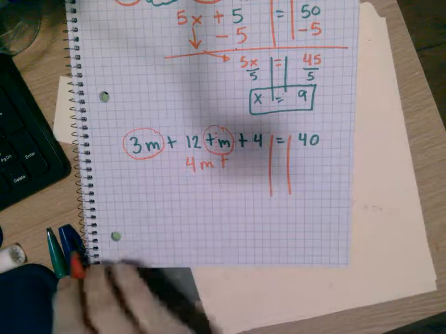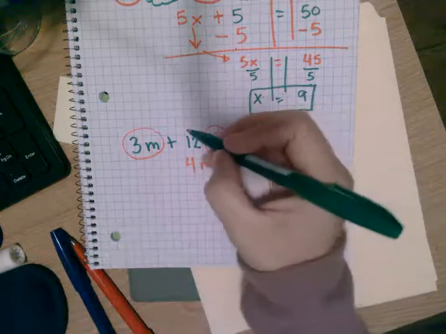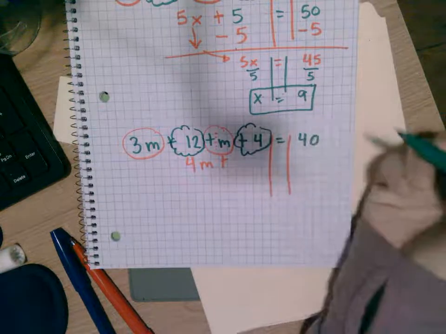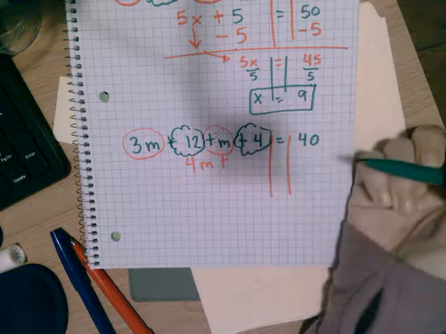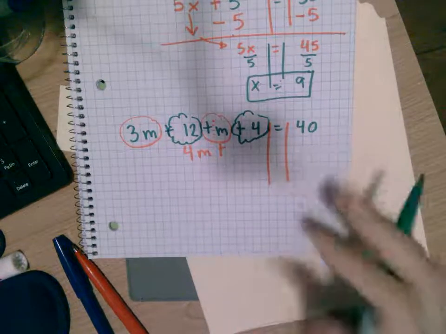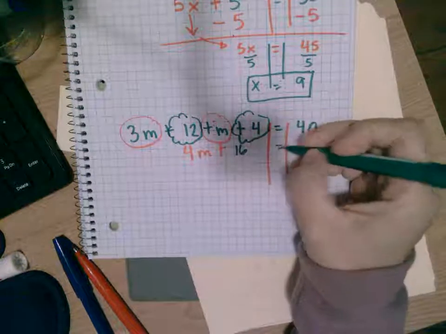Plus, now what's not circled? I have the 12 plus 12, and the plus 4. So what's 12 plus 4? 16, good, is equal to 40.